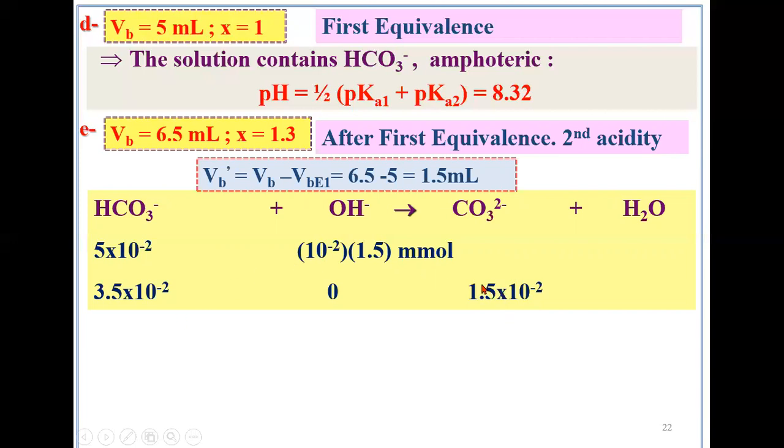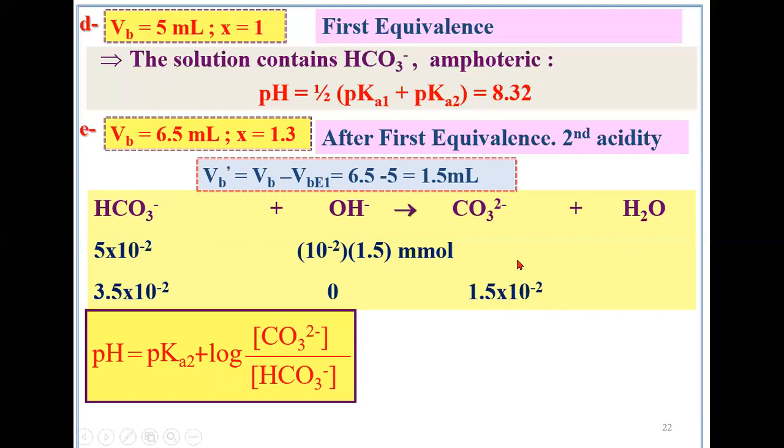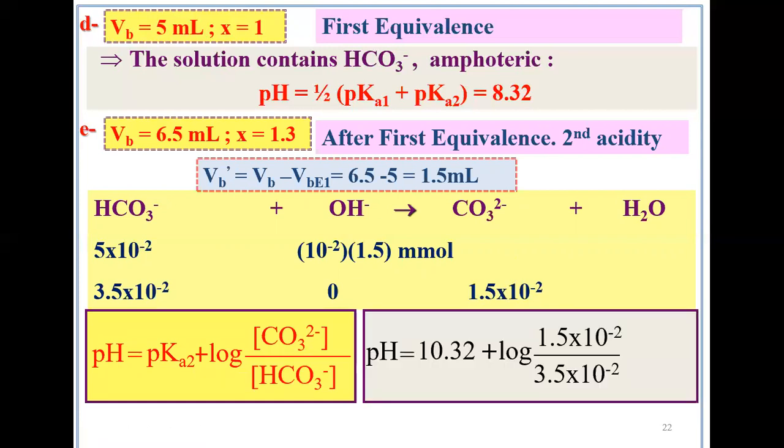What do you have left in solution? Yes, you have the acid and its conjugate, which is governed by Henderson. Substitute these two concentrations or millimoles, and the pKa value is given, and you get the pH equal to 9.95.